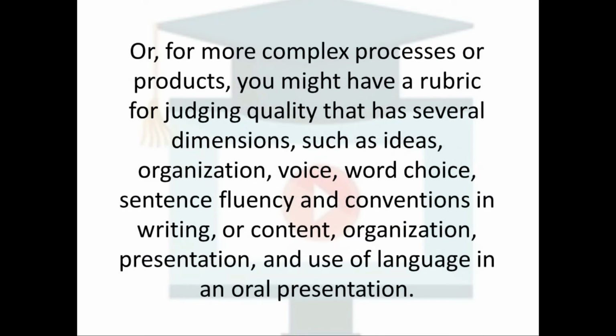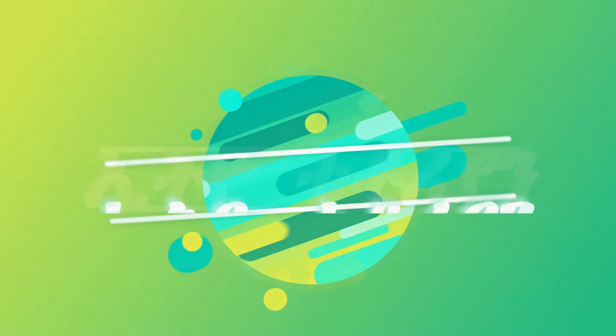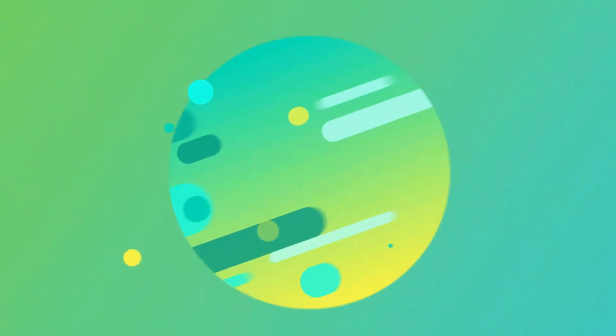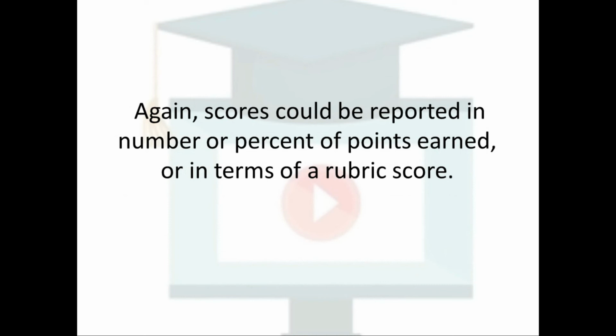Or, for more complex processes or products, you might have a rubric for judging quality that has several dimensions, such as ideas, organization, voice, word choice, sentence fluency and conventions in writing, or content, organization, presentation, and use of language in an oral presentation. Again, scores could be reported in number or percent of points earned, or in terms of a rubric score.